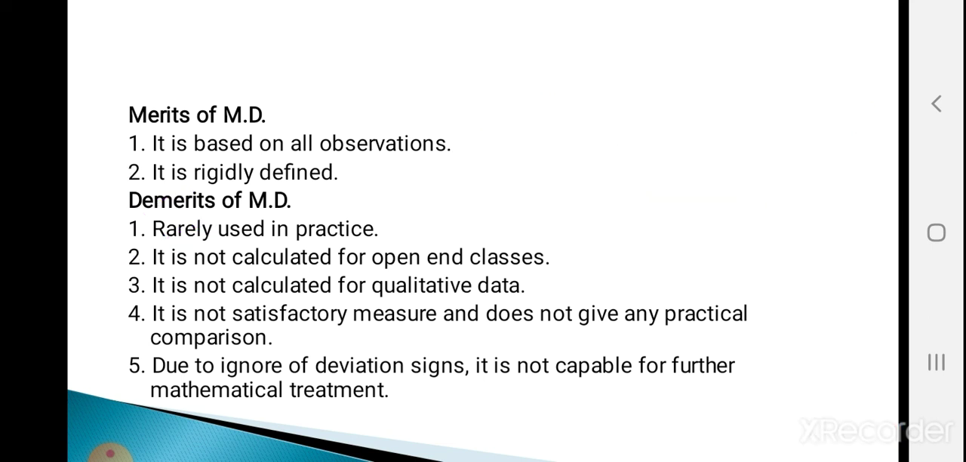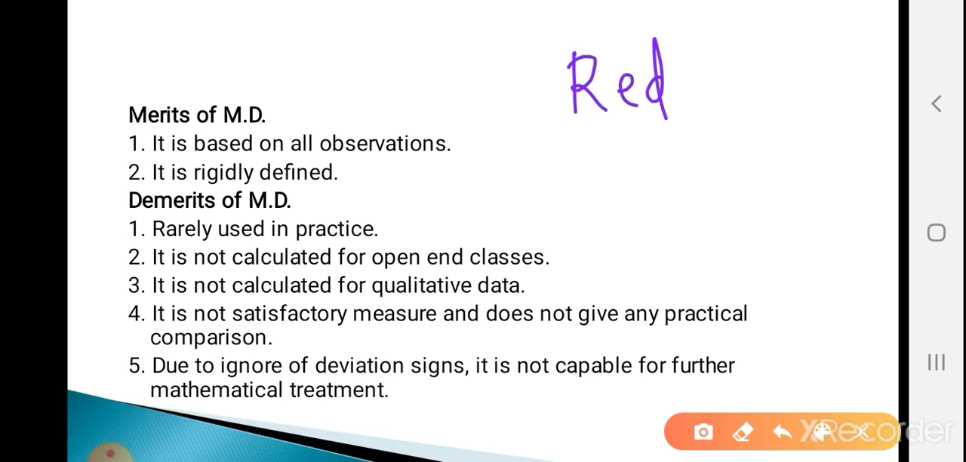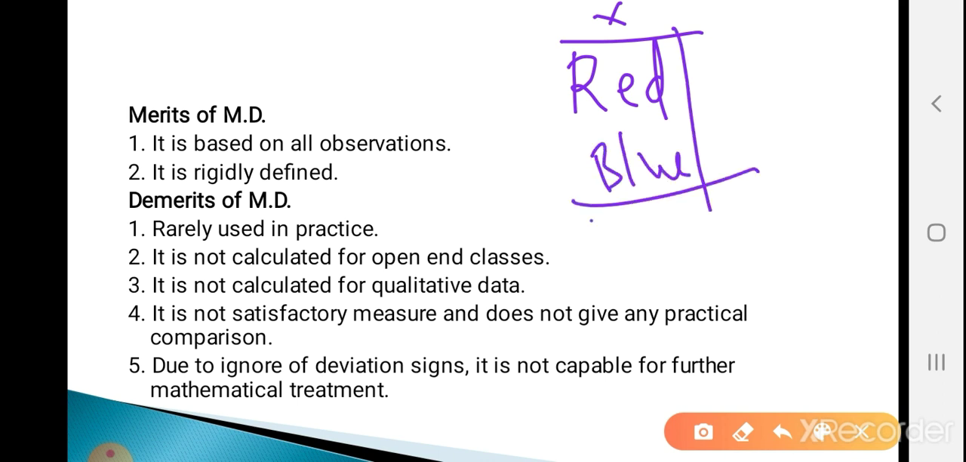Similarly, it is not calculated for qualitative data. Suppose, for example, we need the mean for calculating the mean deviation about mean. Suppose the data given are red and blue. So how do we calculate the summation x, that is red plus blue? We can't calculate it. So it is not calculated for qualitative data. It is not a satisfactory measure and does not give any practical comparison. This is a demerit of mean deviation.